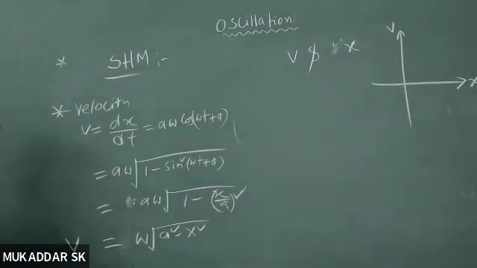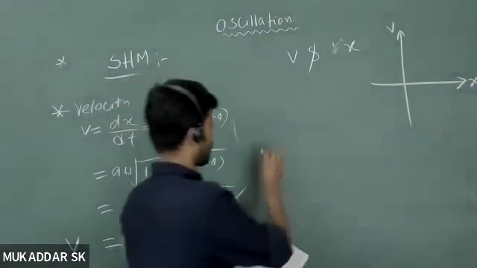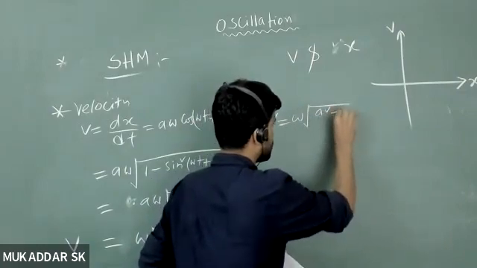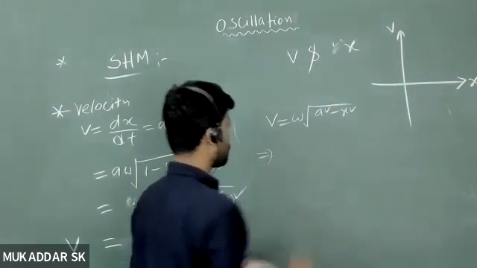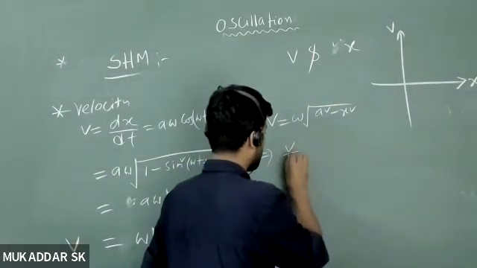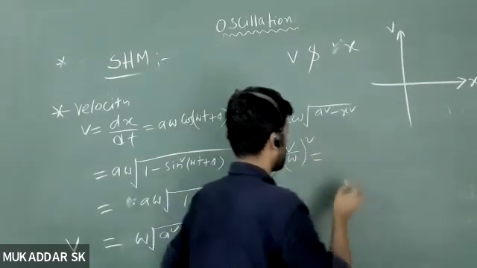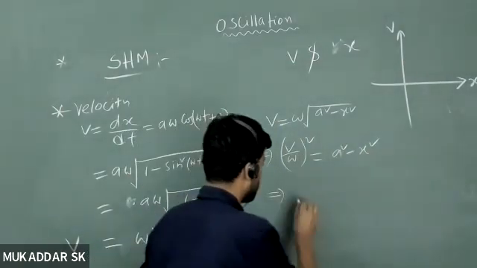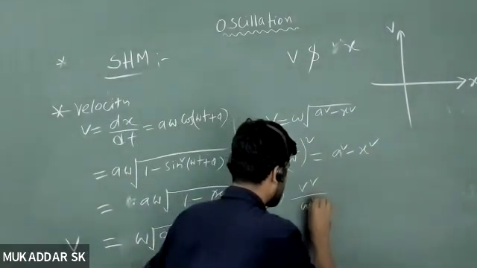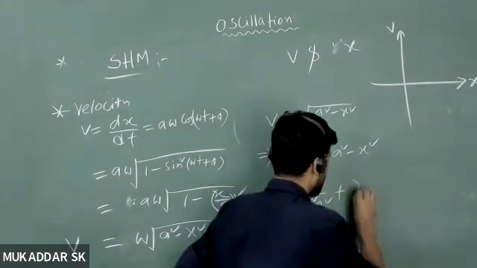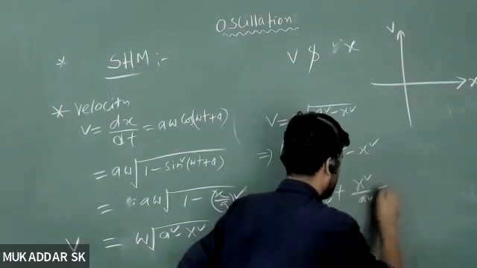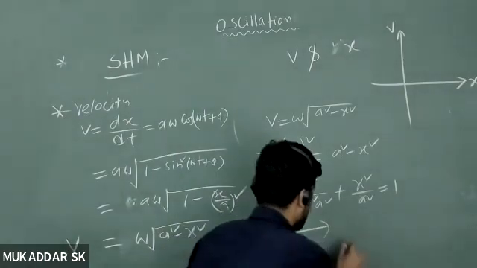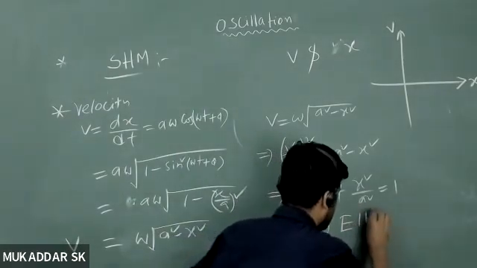From this equation you can guess, because v is how much? v is omega square root of A square minus x square, right? So if you simplify this equation, you will get v square by omega square equals A square minus x square. If you further simplify this equation, you will get v square by omega square A square plus x square by A square, that is equal to 1. So this is the equation of what? This is the equation of an ellipse, right?